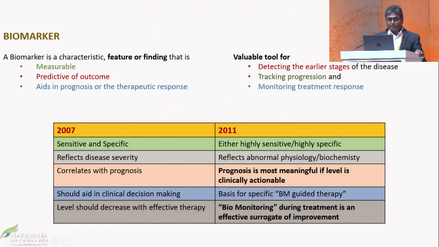So when we come to the definition of a biomarker, it should be measurable, it should be predictive of outcome, and it should aid in prognosis of the therapeutic response. So it should be a valuable tool in detecting the earlier stages of the disease, tracking progression. But if you look at the data, the demand from the biomarkers has changed. It has to be prognostic and meaningful, and it should be an effective surrogate of management as well.